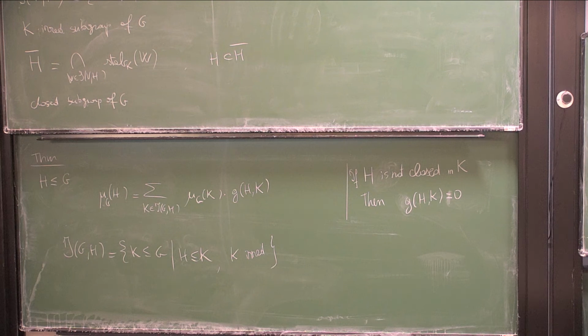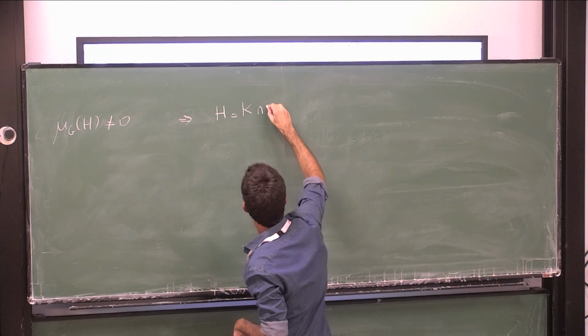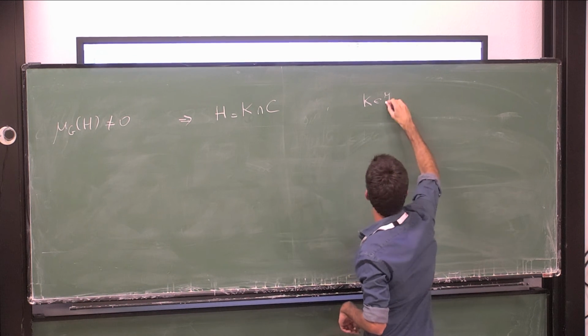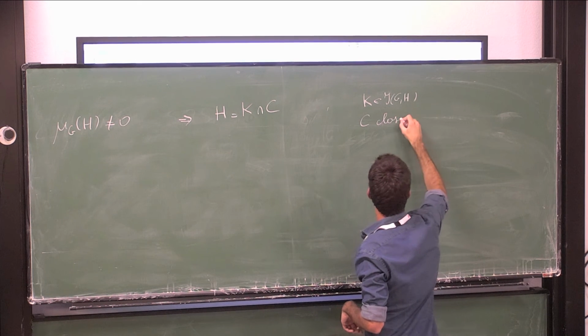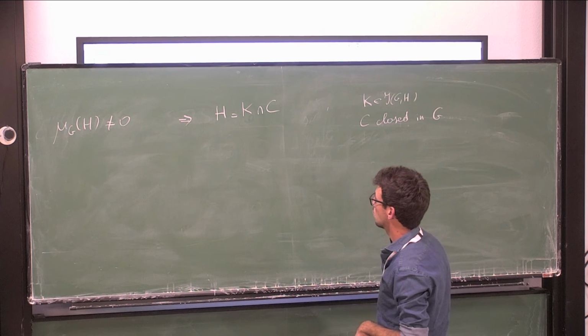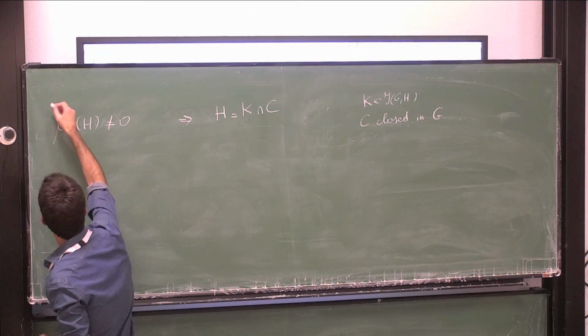And so the conclusion is that if it's different from zero, then H can be written as an intersection of an irreducible subgroup K with a closed subgroup of G. Okay, so this was a proposition.